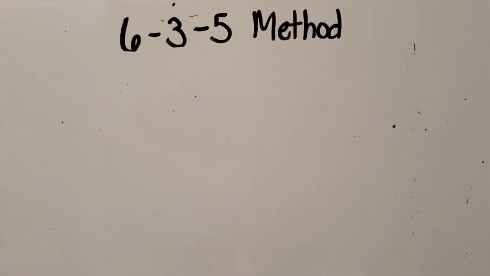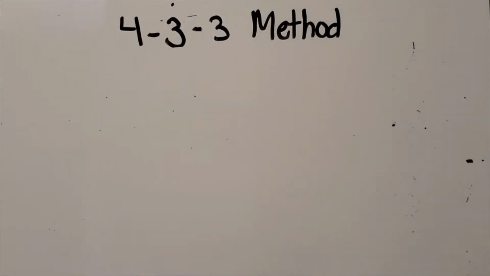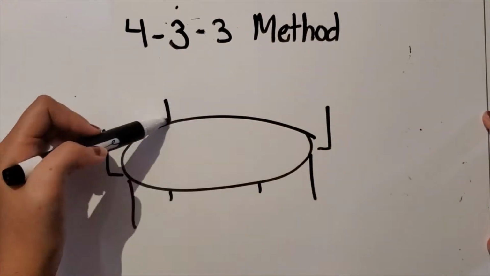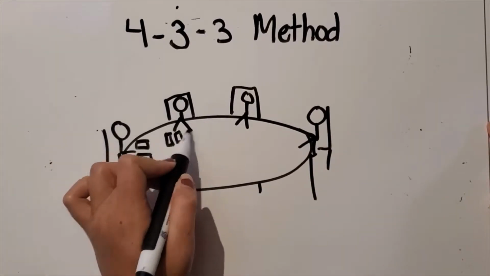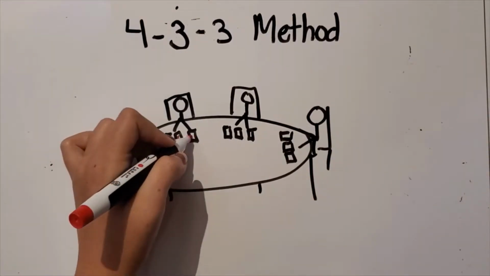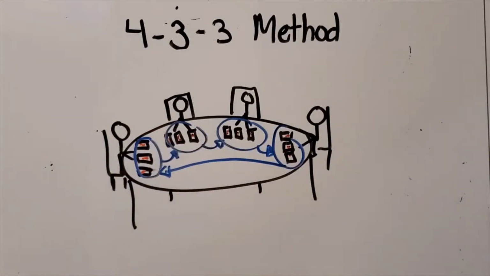To keep things simple for this tutorial, we're going to lessen the numbers to 4-3-3. This method starts by each group member generating 3 ideas, including sketches and short descriptions on separate sheets of paper. After a few minutes have gone by, everyone will pass their papers clockwise. Now the next person will add and build off the initial ideas drawn.